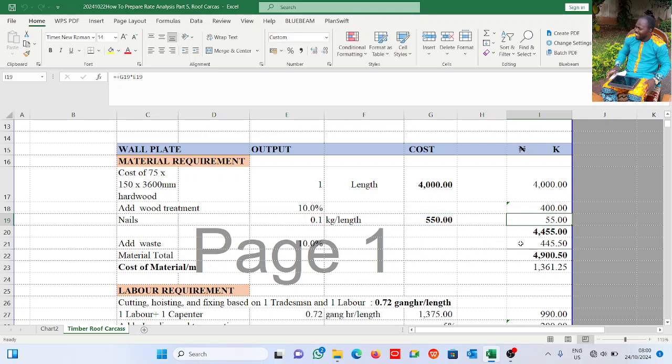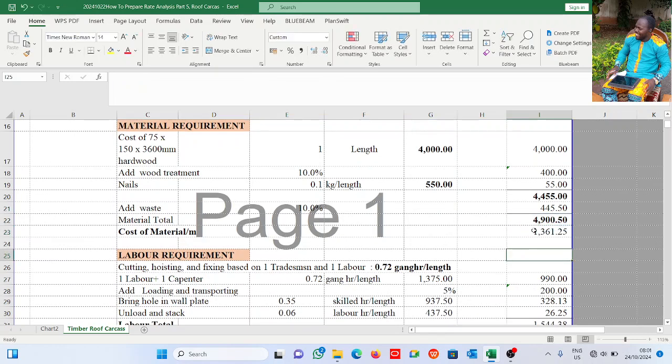Then of course they're going to be cutting waste, cutting waste 10%. I want to explain something there, because when you cut, if the length you want is not up to 3.6, even if it's, let's say, 2.4 you want to use, the remaining 0.6 is a waste. Even if it is 2 meters, if there's no place you want to use the remaining 1 meter or 1.6 meters, that becomes a waste. So waste 10%. Then we have this total material cost. This is for 3.6 meters, so for per meter, divided by 3.6, so I have this particular figure here.